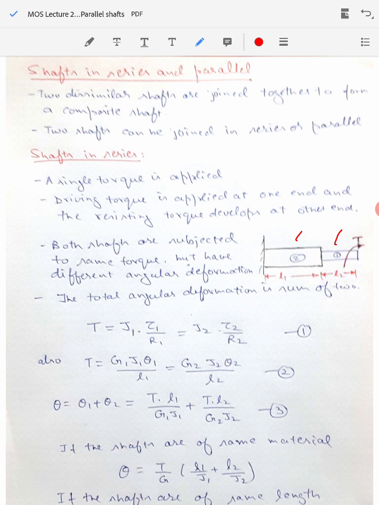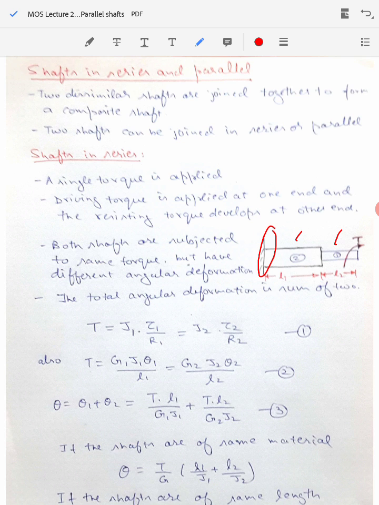So driving torque T is being applied at shaft 1 at the free end, and the resisting torque will develop at the fixed end. So there will be resistance which will develop in the opposite direction to the applied torque, and that will also be of the same magnitude but in the reverse direction. Now both shafts are subjected to the same torque but have different angular deformations.